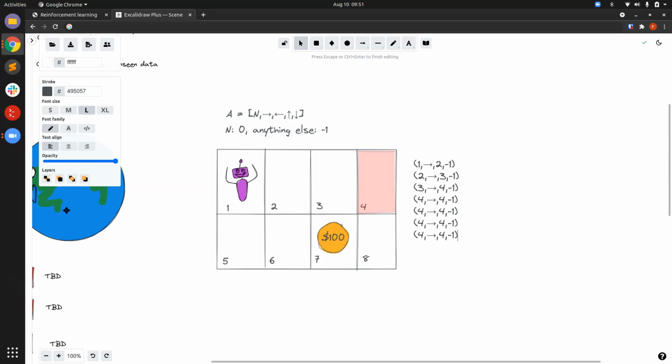All right, so I have all these training samples. How do I go about learning either a value function or a policy? Any ideas?